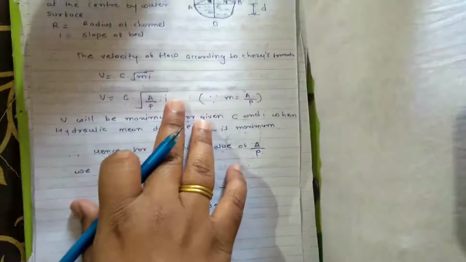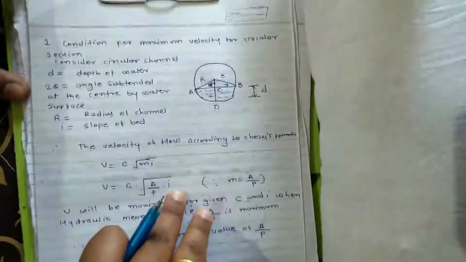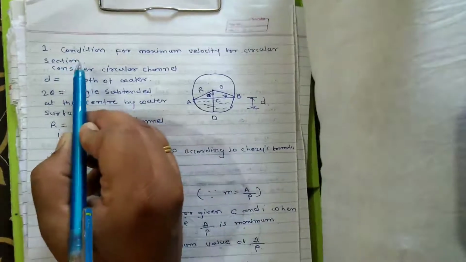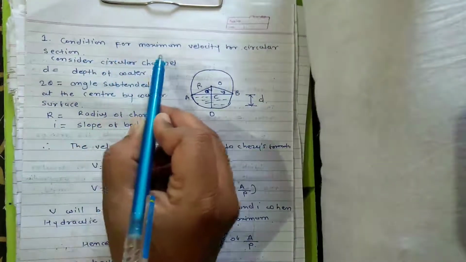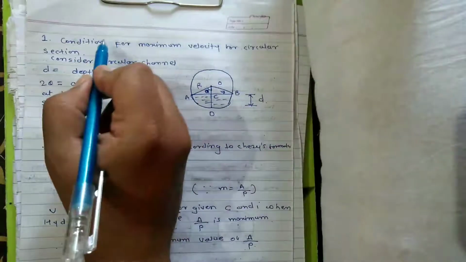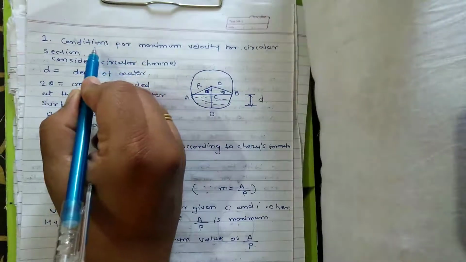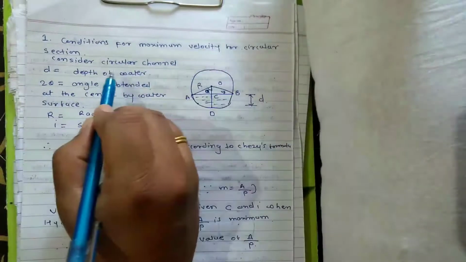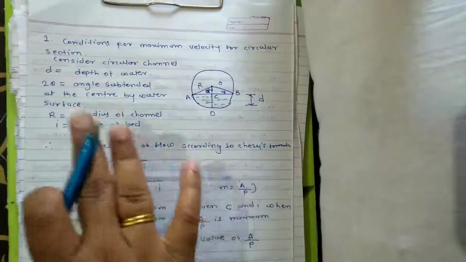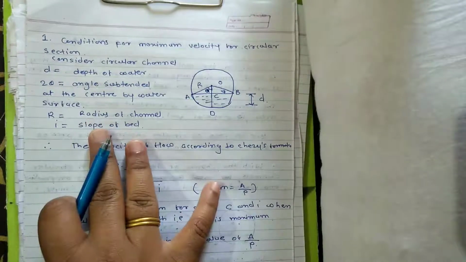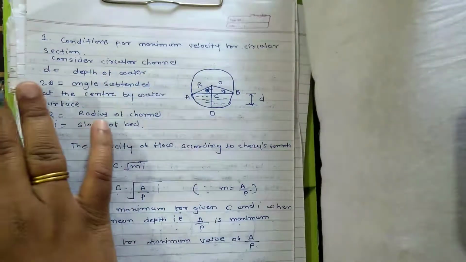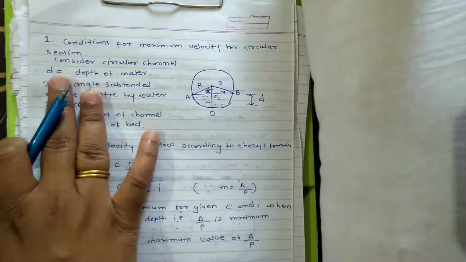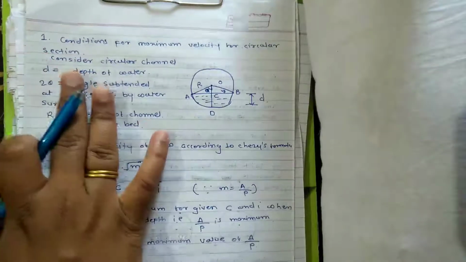Now, by using condition number one. What is condition number one? It is the condition for the maximum velocity. We have to find out the conditions for the maximum velocity for a circular section. In the last sections we found the conditions for the maximum discharge. In this case we have to find out the conditions for the two cases.